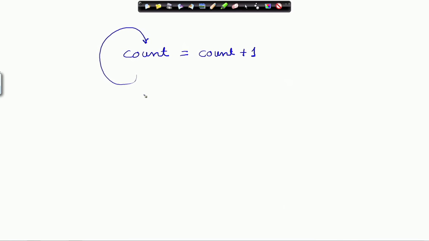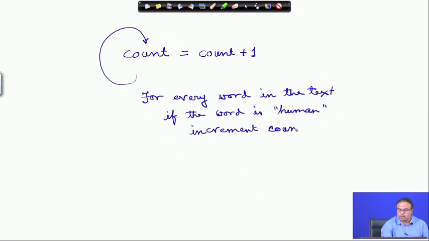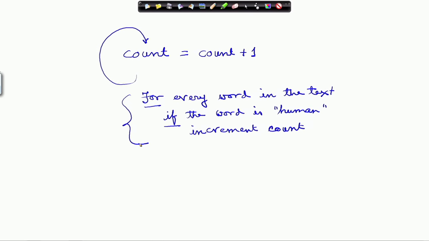So, I can write that down as: for every word in the text, if the word is human, increment count. So, only if the word is human, I will increment the count, otherwise I will go on reading the word. So, this is a very clear step which I can express to the computer in its own way, so that it can find out how many times the word human has occurred.